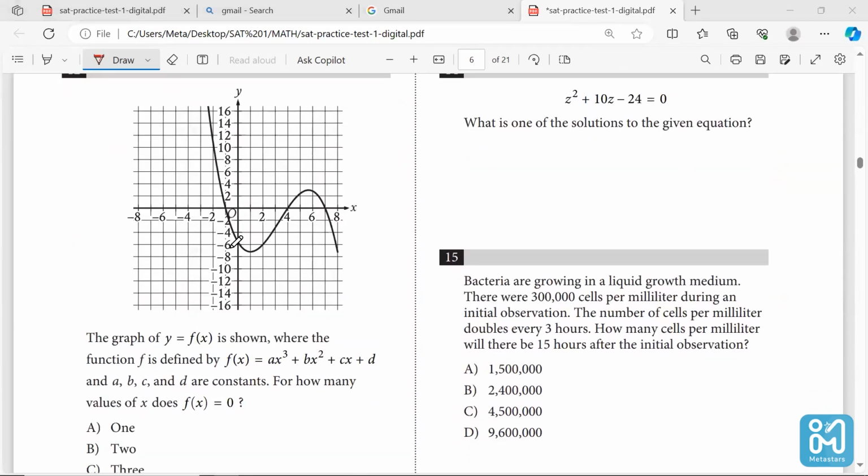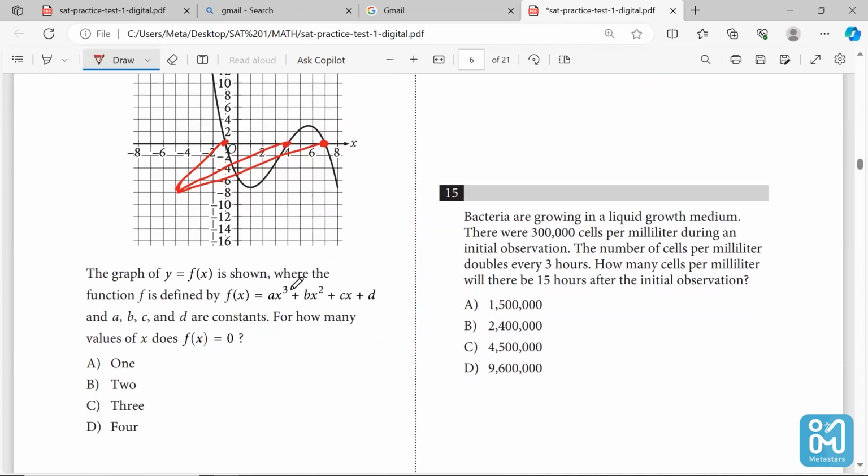Question 12. Before we start, when you have a graph like that, you should know this point, and this point, and this point. What do we call them? We call them solutions, or we call them x-intercepts. These 3 points, we call them what? X-intercept or solution. Okay?